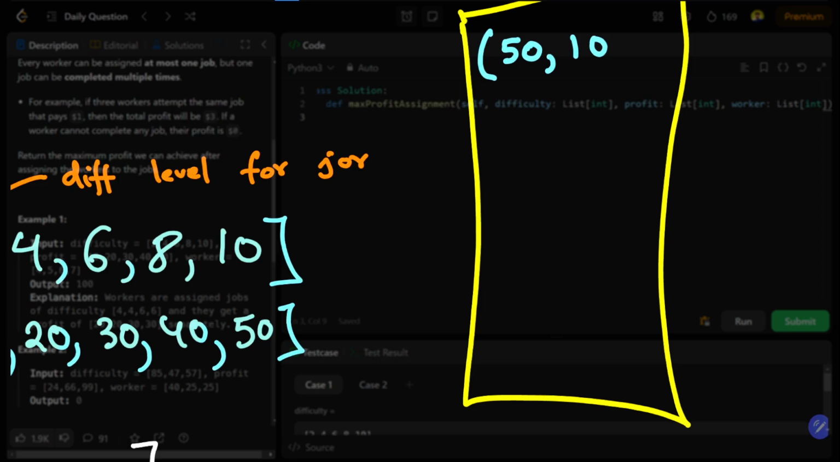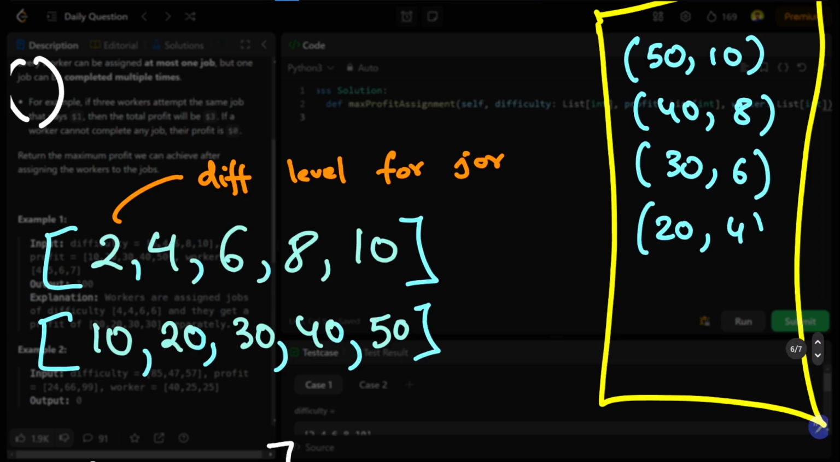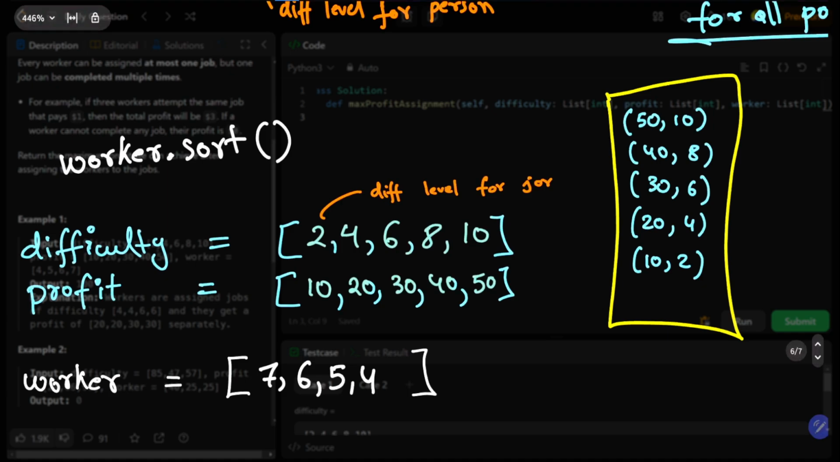So I have a pair of 50 and 10. I have a pair of 40 and 8. I have a pair of 30 and 6. I have a pair of 20 and 4. And I have a pair of 10 and 2. Okay, I have this sort of pairs. I just need to iterate over here.